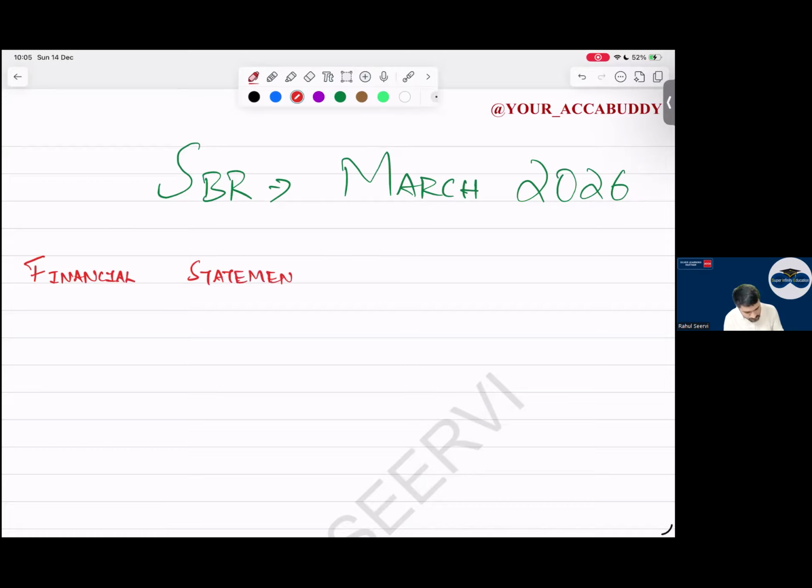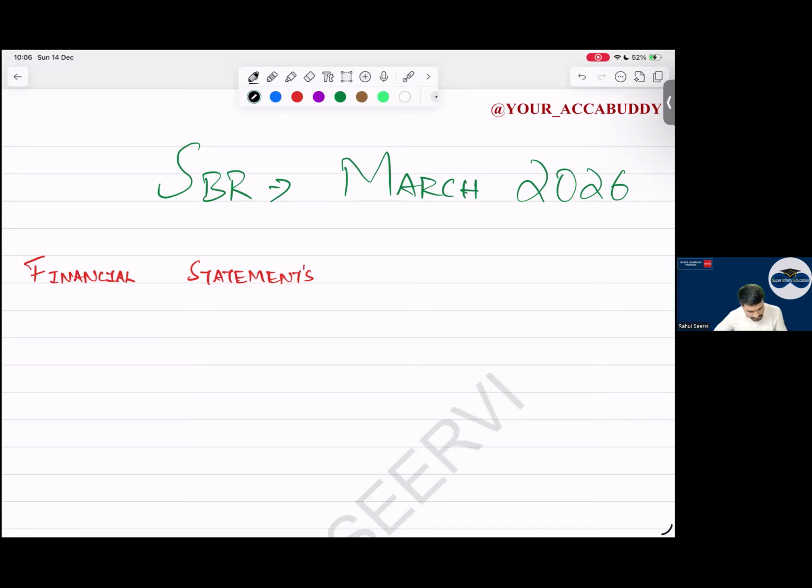SOFP, SOPL, cash flow statement, statement of changes in equity. One more. Yes, Arvind, notes to accounts. Notes to accounts. Yes. These are the financial statements.